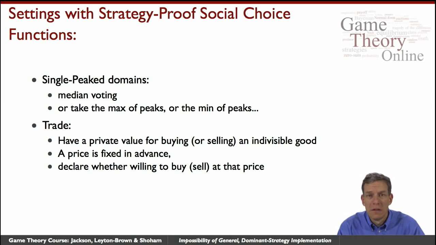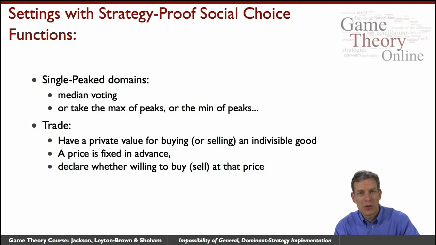Another setting: trade. Imagine that you have an indivisible good. You have a buyer and a seller, and they might have private values for how much they value the good, and you're trying to get trade to go on. One mechanism that works in that situation is just to fix a price. Say you can trade at a price of 10. Individuals say, at a price of 10, am I willing to trade or not? And now there's a simple decision. You can't influence the price. All you can do is influence whether you actually trade or not. And so you have an incentive to say truthfully whether you really want to trade or not. Then trade if both of the agents want to trade. So there you can design a dominant strategy mechanism.